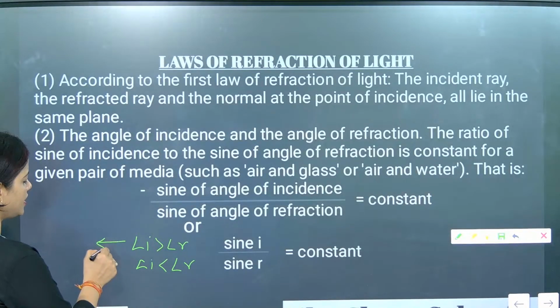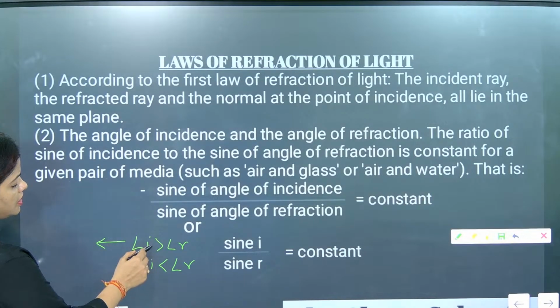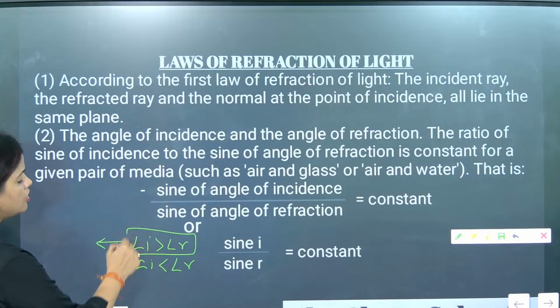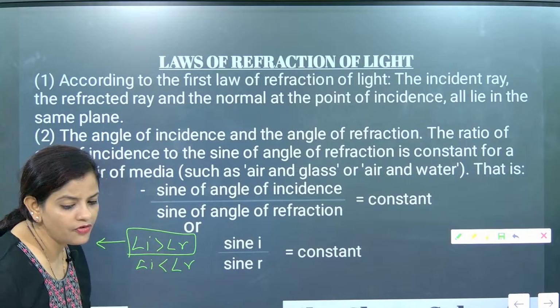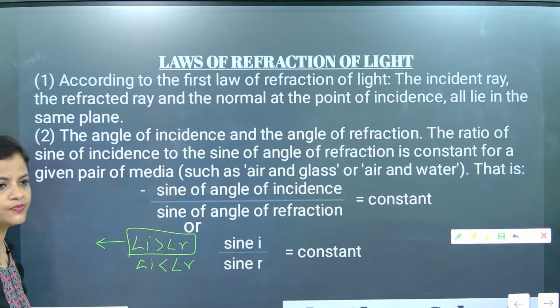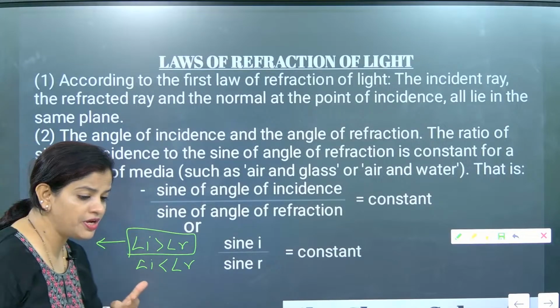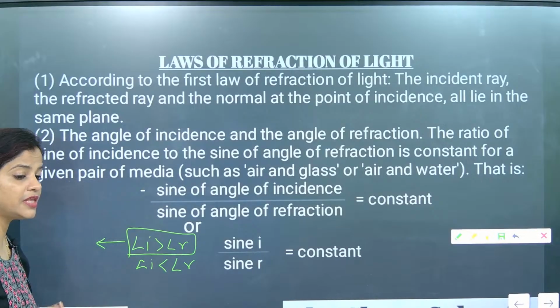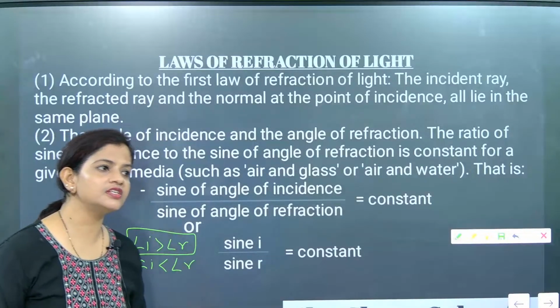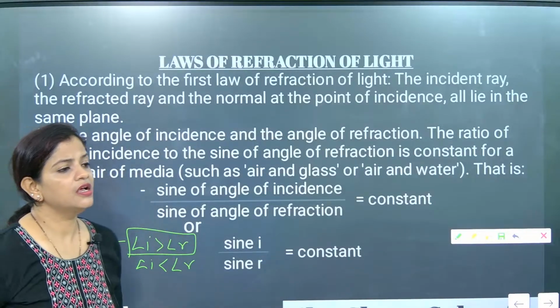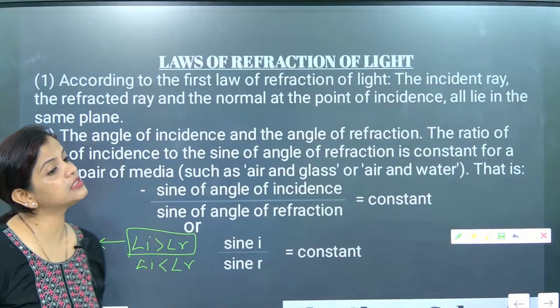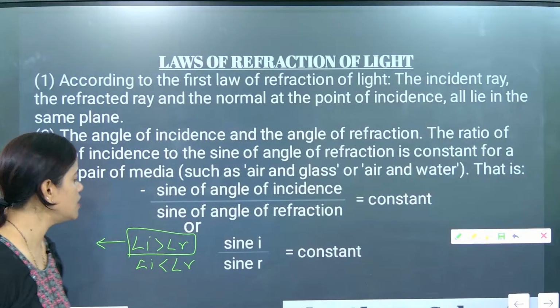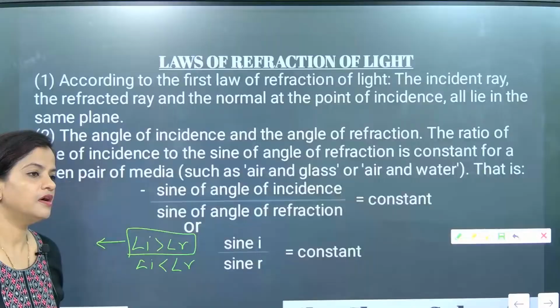When angle of incidence is greater than angle of refraction, what are the two mediums? What is the first medium and what is the second medium? Come on, children, you can answer. Think nicely. When angle of incidence is greater than angle of refraction, Ranjit, is the first medium rarer or denser?